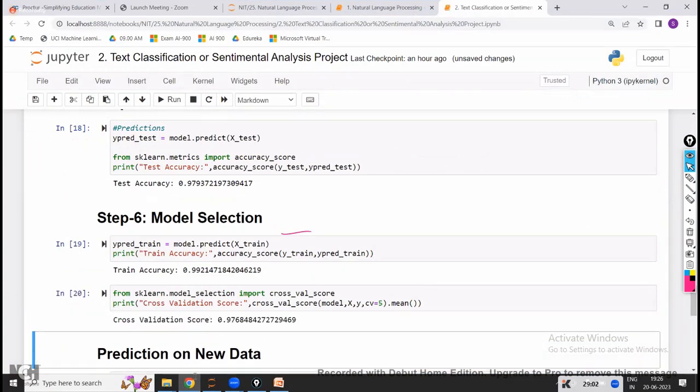Train accuracy, test accuracy. Train should be equal to test. Then only it is called a good model. Otherwise, it is called overfitted or underfitted. At the same time, test accuracy should be equal to cross-validation score.